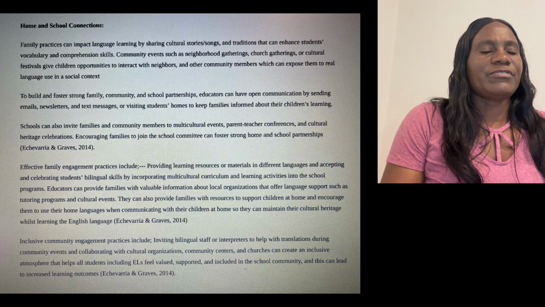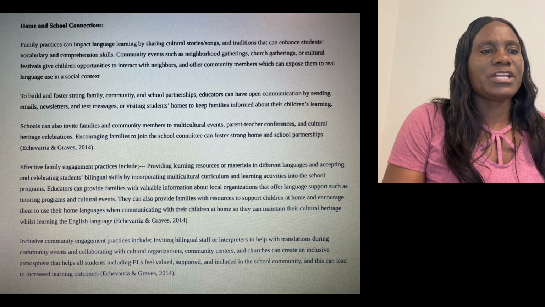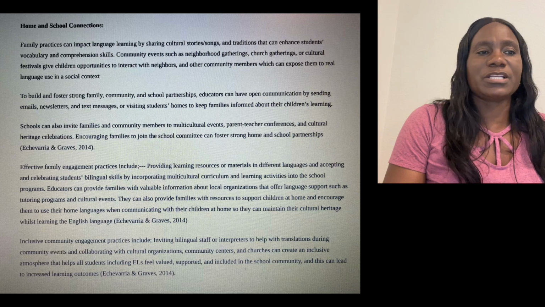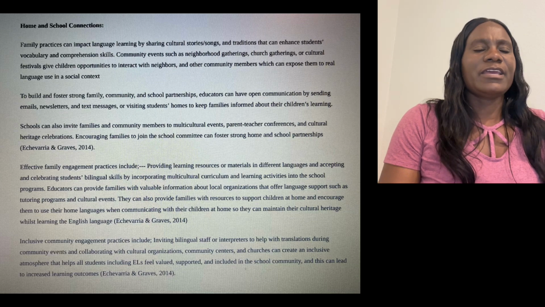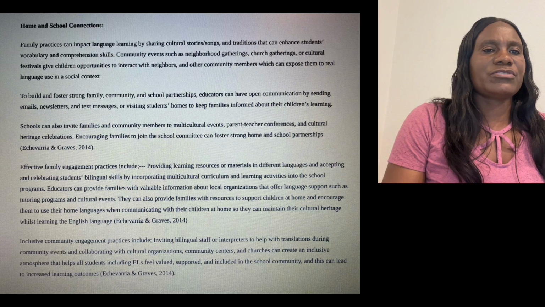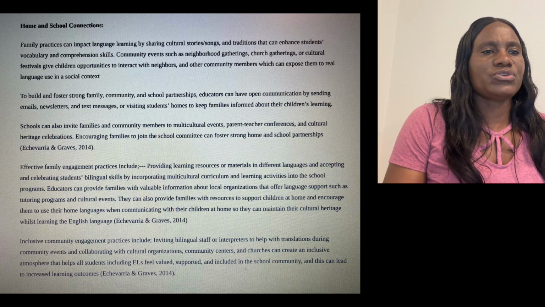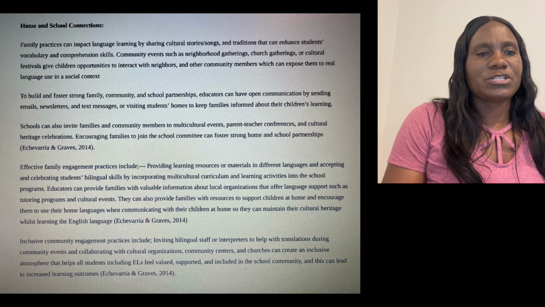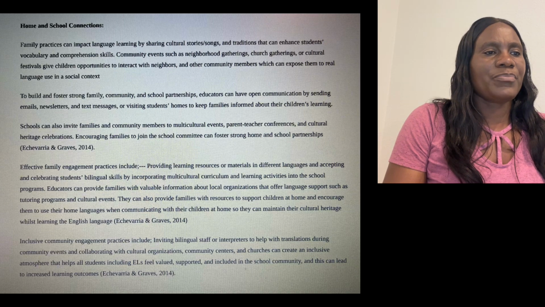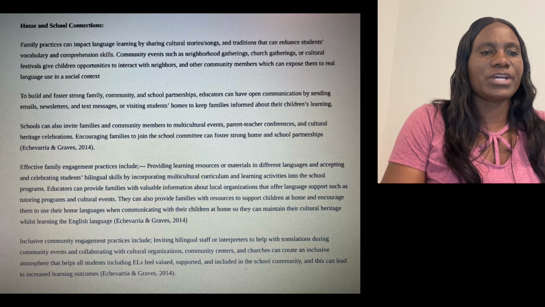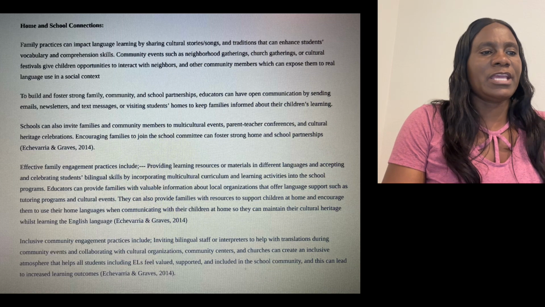Educators can provide families with valuable information about local organizations that offer language support, such as tutoring programs and cultural events. They can also provide families with resources to support children at home and encourage them to use their home languages when communicating with their children at home, so they can maintain their cultural heritage while still learning the English language.